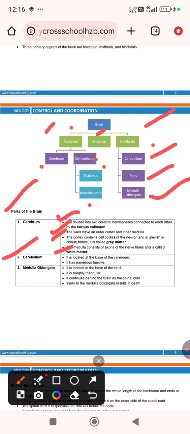Cerebellum. It is located at the base of the cerebrum. It has numerous furrows. Number 3, medulla oblongata. It is located at the base of the skull. It is roughly triangular. It continues behind the brain as the spinal cord. Injury to the medulla oblongata results in death.